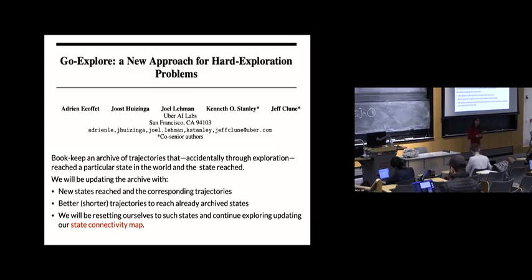Okay, yes? So then you have to keep track of the length to each state. They do keep track, yes. They have a humongous archive. All previous trajectories are there, okay?